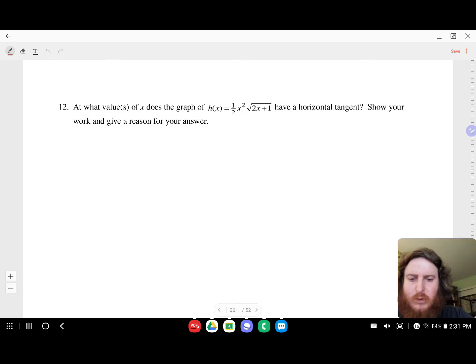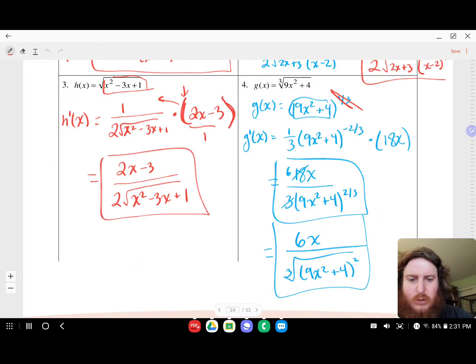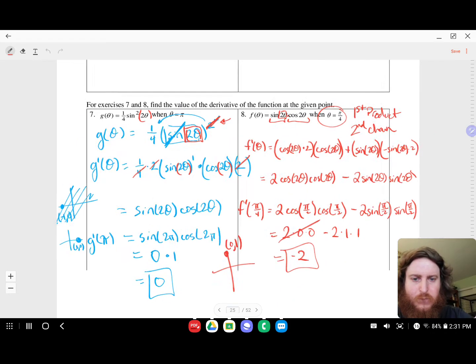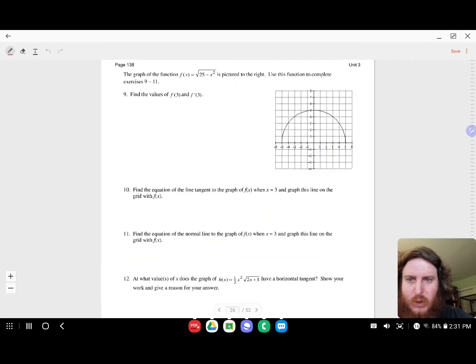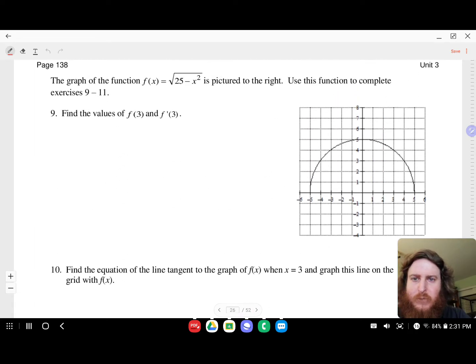So, let's see, should be on number 9. There we are, okay. So on number 9, we have a graph of the function f of x equals square root of 25 minus x squared. That's a half circle, right? And we want to find the values of f of 3 and f prime of 3. So f of 3, we could do either way. We could just use the graph. So we could literally just look on the graph at x equals 3, the y value is 4. And just say f of 3 equals 4 from our graph.